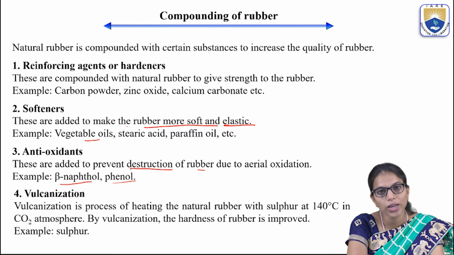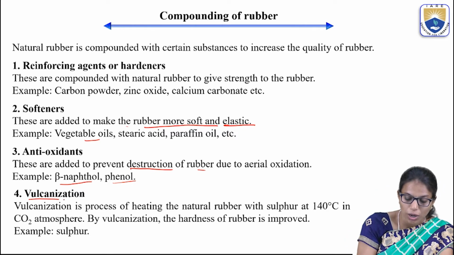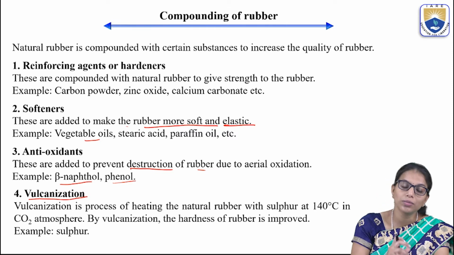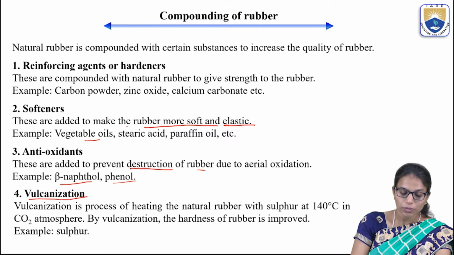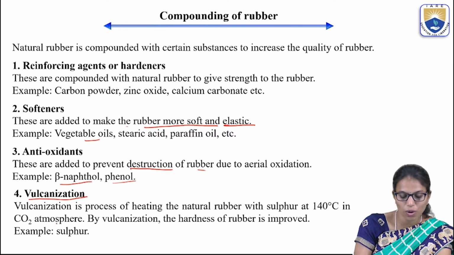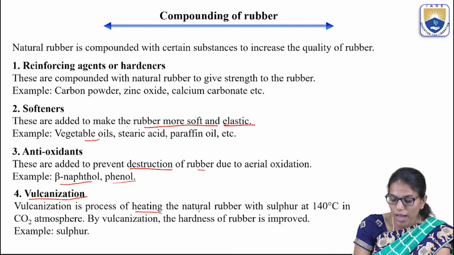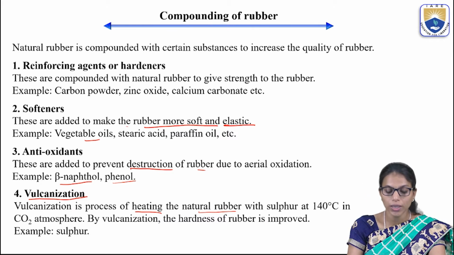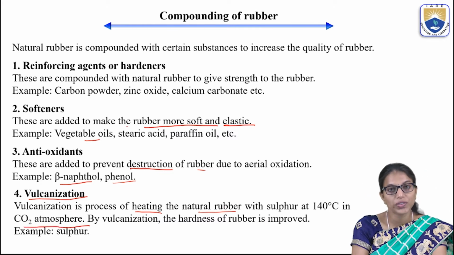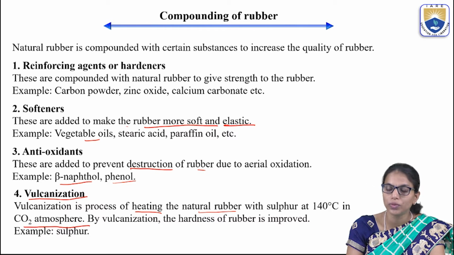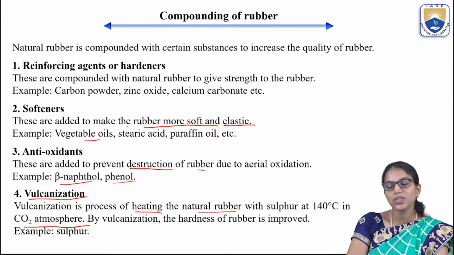Now coming to vulcanization, which is a very important additive process in the compounding of rubber. We will discuss it in detail later also, but first we should know what vulcanization means. Vulcanization is a process of heating natural rubber in the presence of sulfur at 140 degrees centigrade in a carbon dioxide atmosphere. By vulcanization, the hardness of the rubber is improved. And for this purpose, what are we adding?